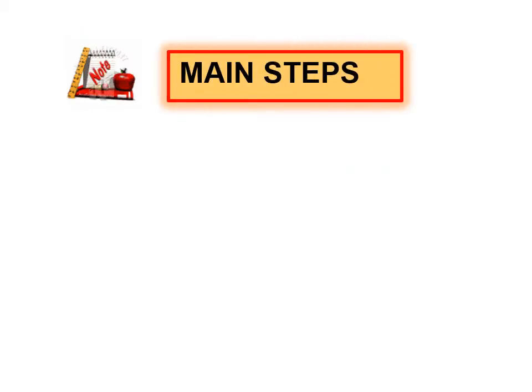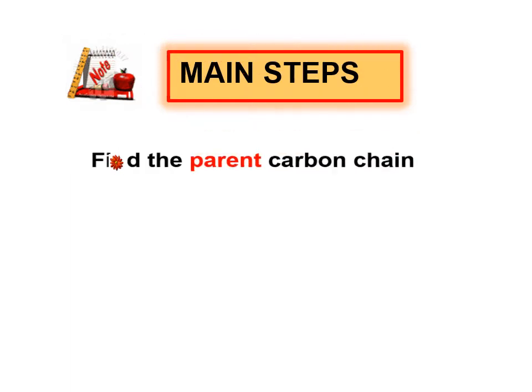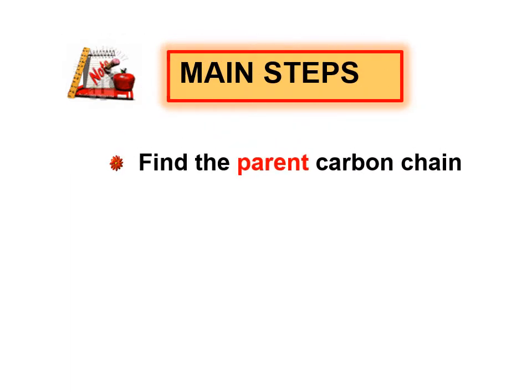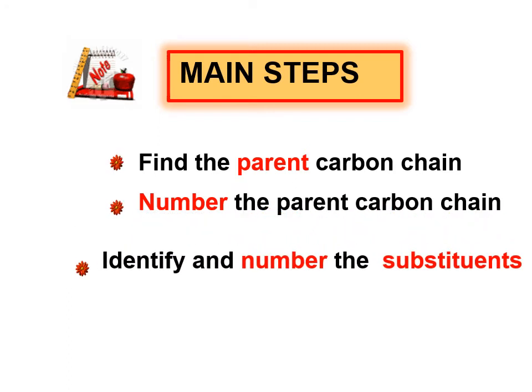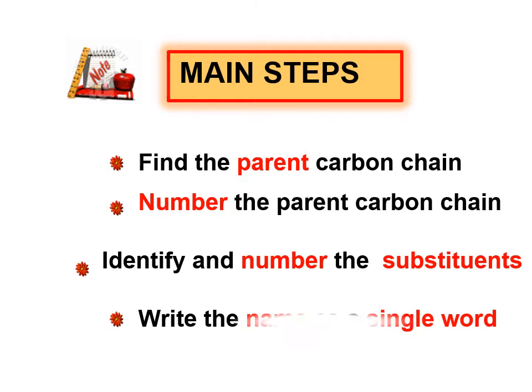There are 4 main steps of naming an alkane. First, find the parent carbon chain. Second, number the parent carbon chain. Third, identify and number the substituents. Fourth, write the name as a single word.